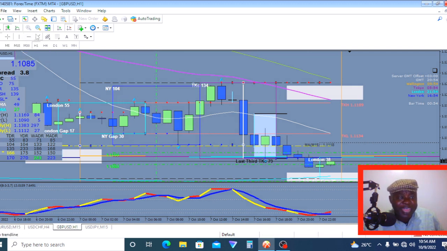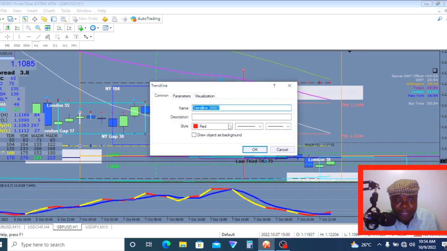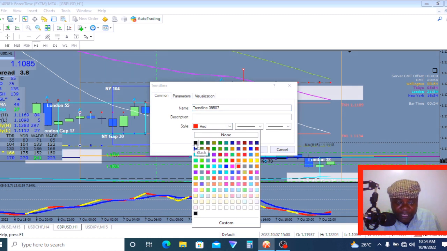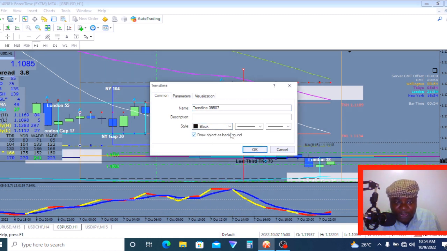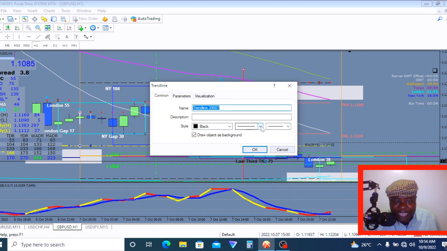Now I want to draw a line around this place. Let me draw a line around this place for us to be able to see. I'm going to draw a line for us to be able to see what candle actually engulfed from here. Now, let me change the color. I want to make the color thicker, so that I can use this for a proper analysis.